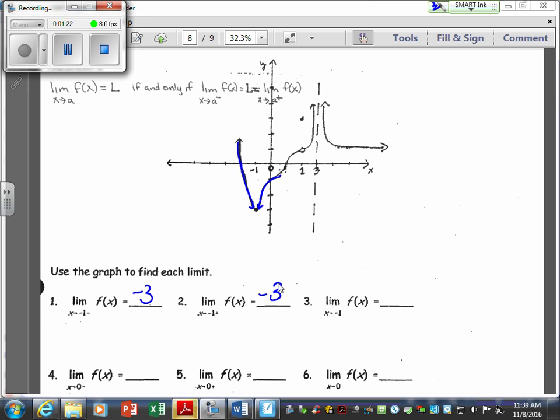Well, then what do we conclude about the limit of the function as x approaches -1? Right, so if the limit from the left is -3 and the limit as you approach -1 from the right is -3, then it makes sense that by definition the limit is just -3.